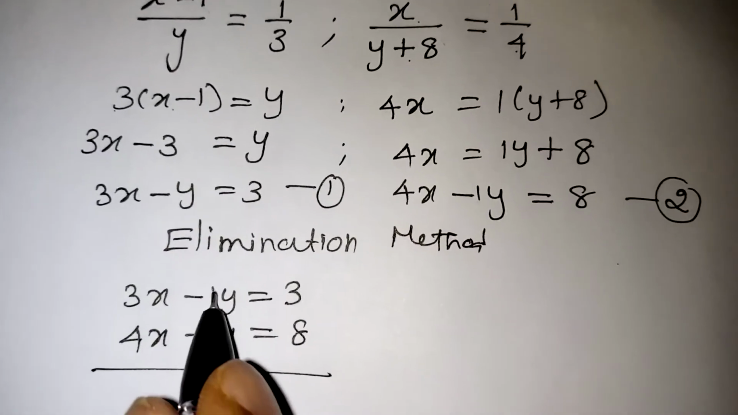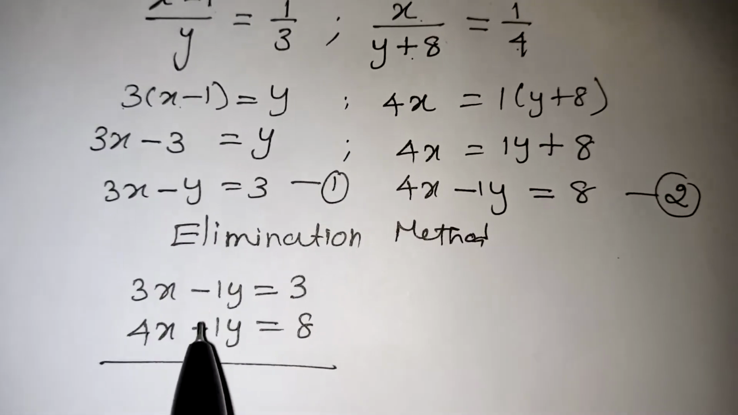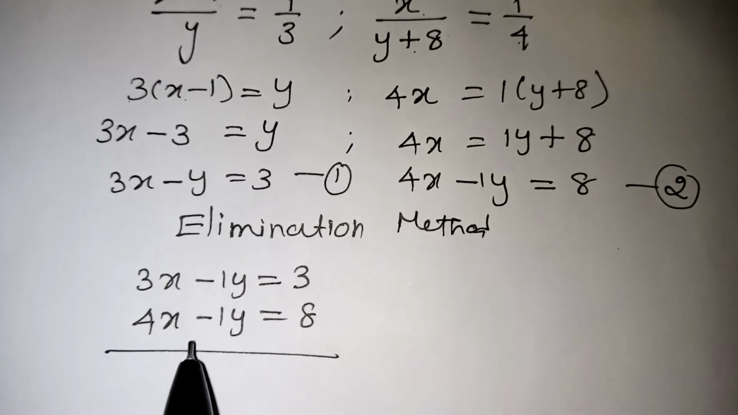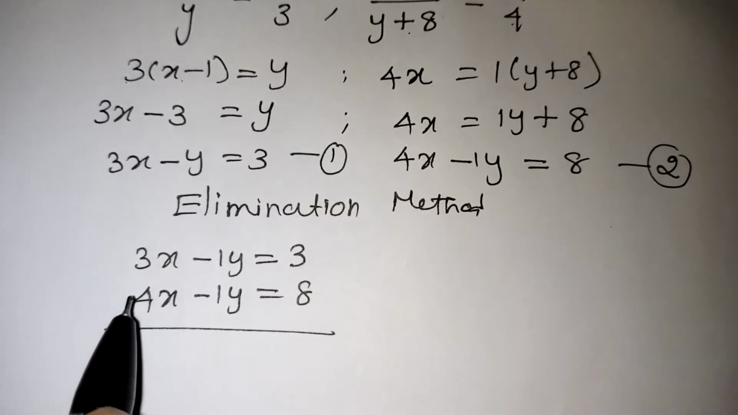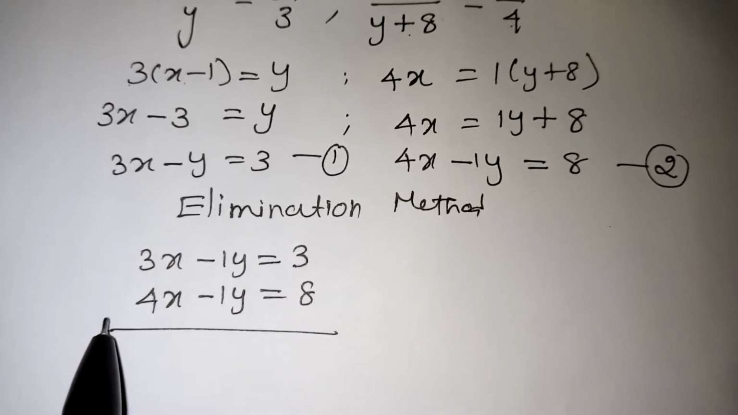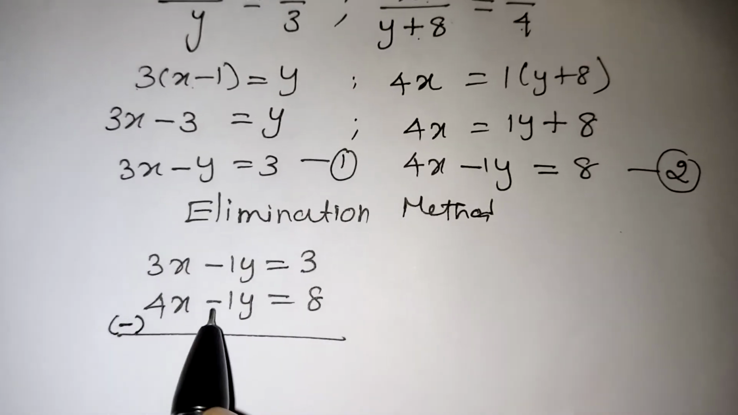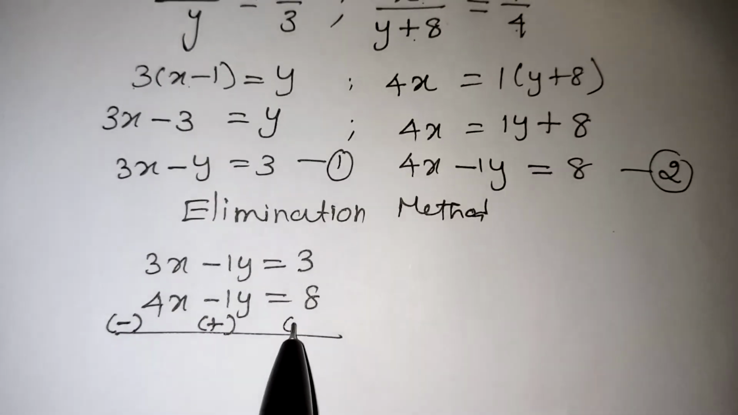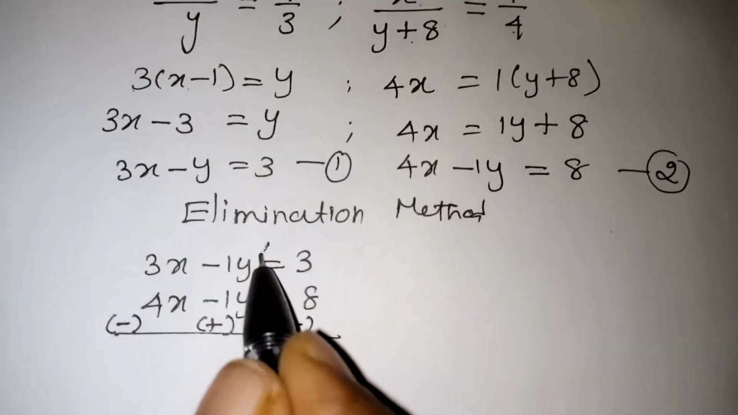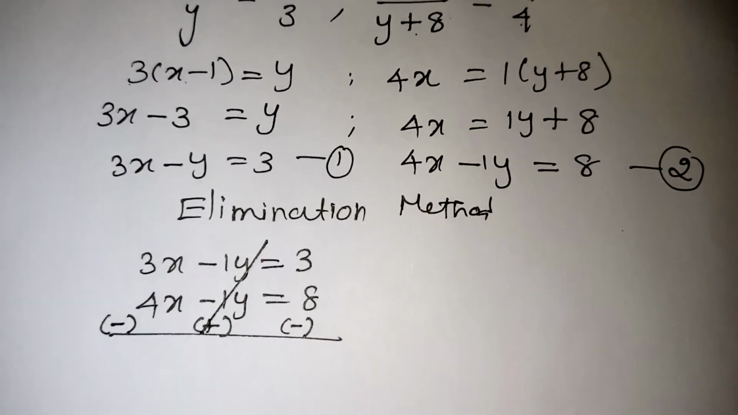Again the y coefficients are the same, but both are minus. Both are minus, so it will never get cancelled. So we have to change the sign throughout the second equation. This is a plus 4, it will become minus 4 now. This is a minus 1y, this will become a plus 1y. This is a plus 8, it will become a minus 8. Then only it will get cancelled. Plus 1y minus 1y will get cancelled.